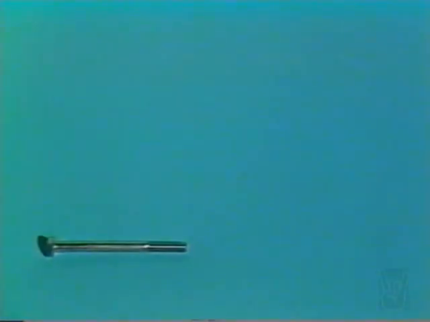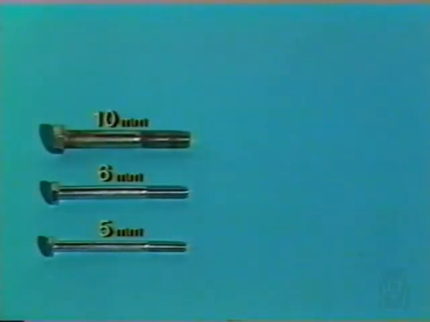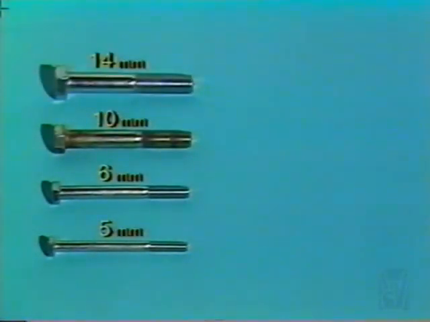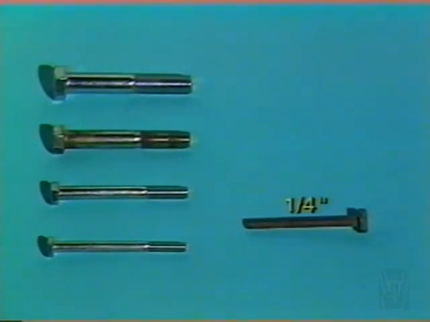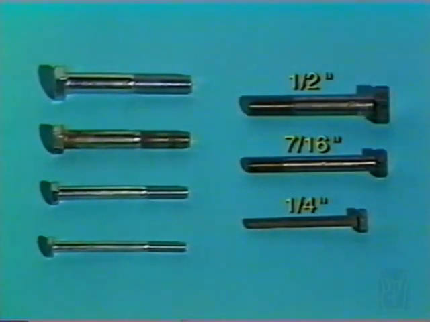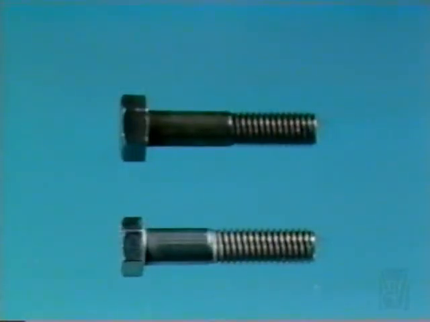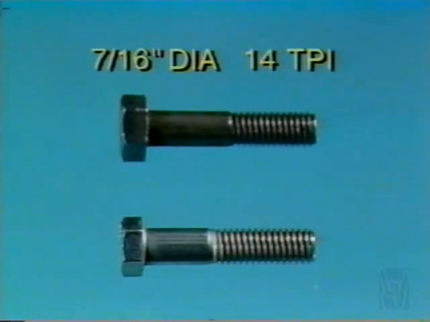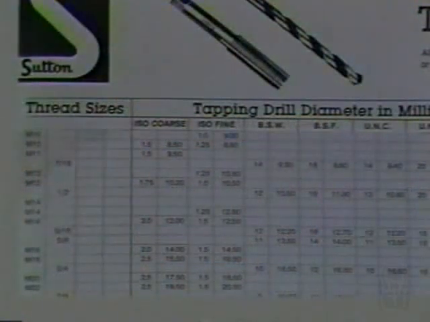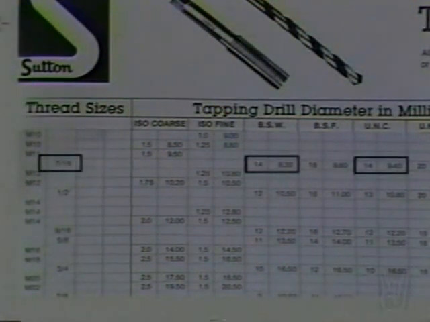Metric bolts are only manufactured in standard sizes, such as 5, 6, 10, 14 millimeters, etc., while imperial bolts are usually manufactured in increments of 1/16 of an inch, for example 1/4 inch, 7/16, 1/2 inch, etc. These two bolts have been identified as being 7/16 inches diameter and having 14 threads per inch. However, if I refer to the tapping drill chart, they could be either BSW or UNC.